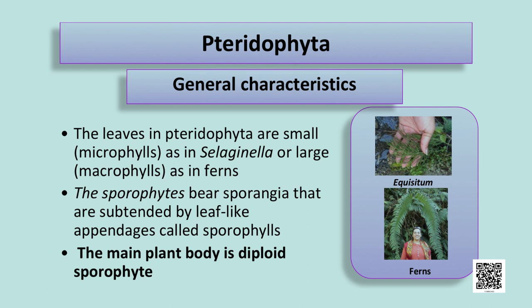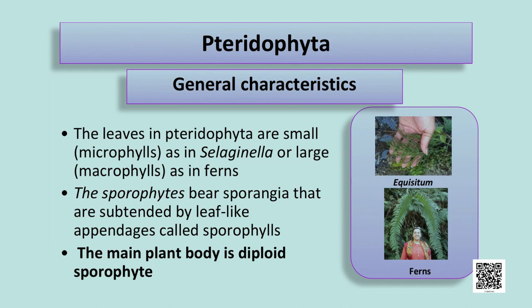These fronds can be very small in size. Such fronds are called microphylls as in Selaginella. It has a single vein in them, or they can be very large macrophylls as in ferns. They have multiple veins in them. You can see in this picture to compare the size of macrophyll with me.